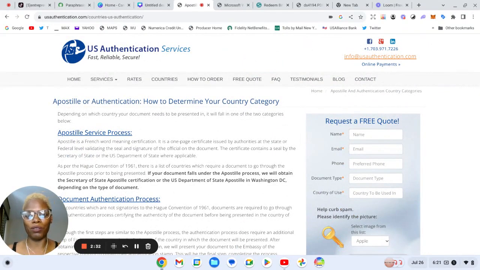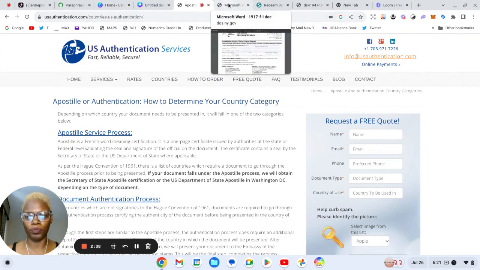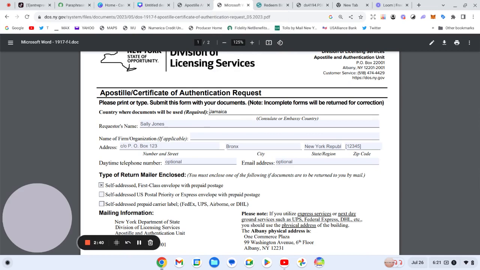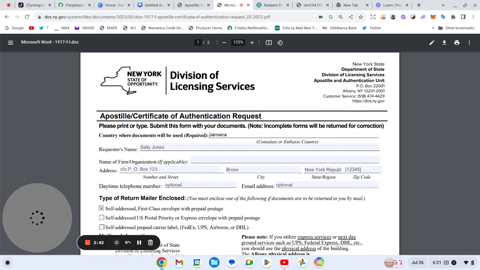So we're going to go to the state level. Again, I'm out of New York. This is the New York State Division of License Services. This is the form, and I am again just walking through the form and helping people to understand how to fill it out. I'm sharing my experience like I stated before.